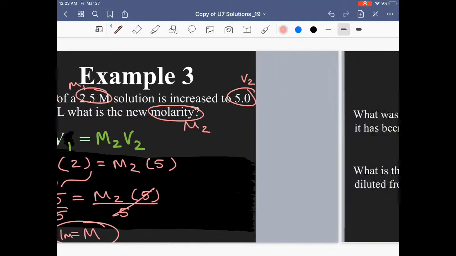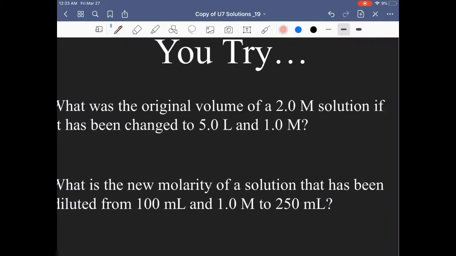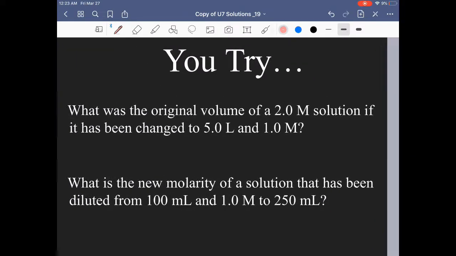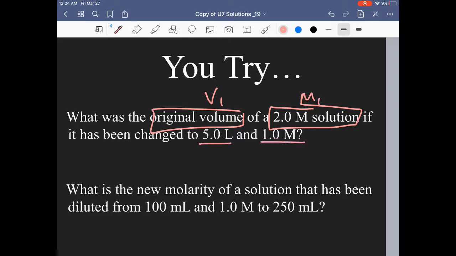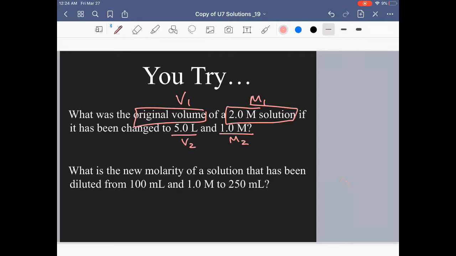All right. So let's take a look at 2 more examples. What is the original volume? Original means that is my V1 of a 2 molar solution. Here's my M1. If it has been changed, what we're changing it to is going to be our V2 and our M2. All right. So when we look at this and we look at our problem, remember our equation is M1 V1 equals M2 V2.